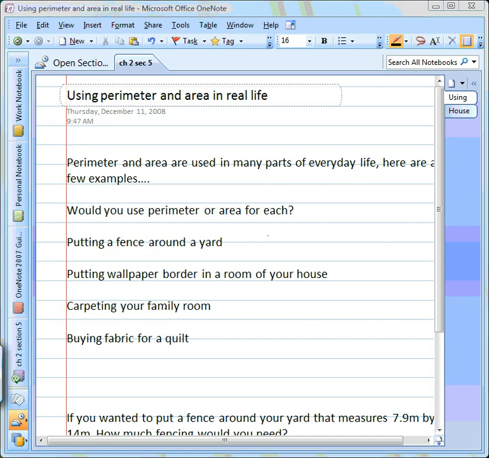So if we were going to put a fence around our backyard and we needed to find out how much fencing, would we need to measure the perimeter or the area to find that? Well, the fence goes around the outside edge, so the fence would be the perimeter.